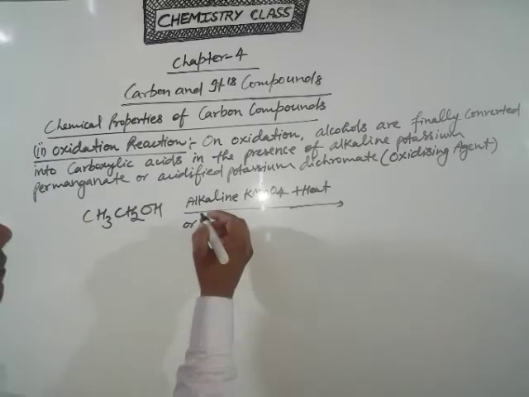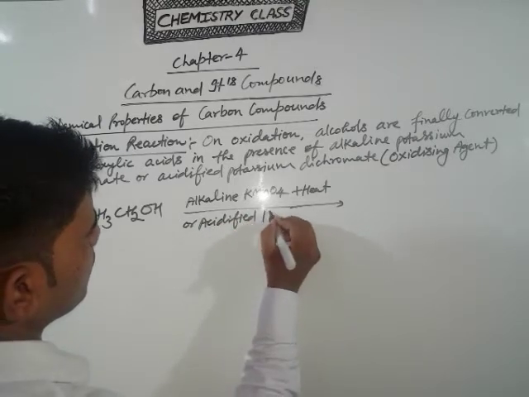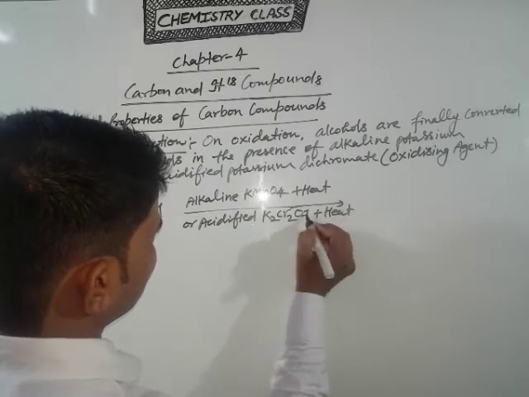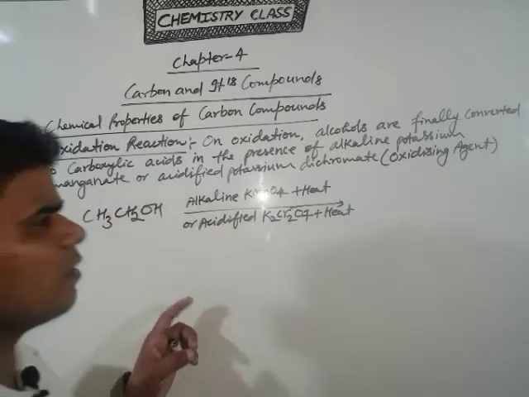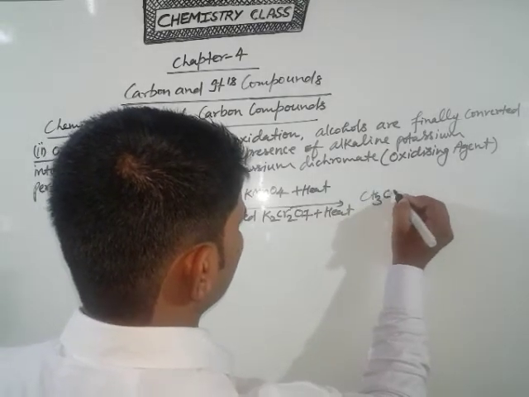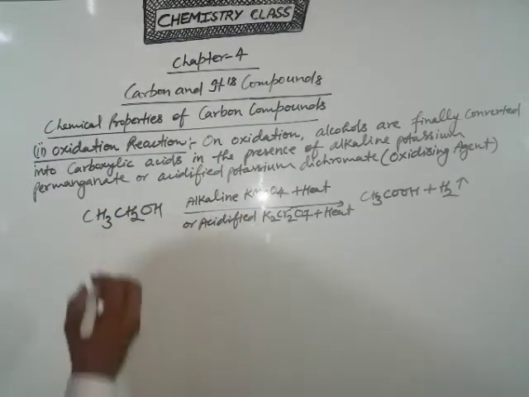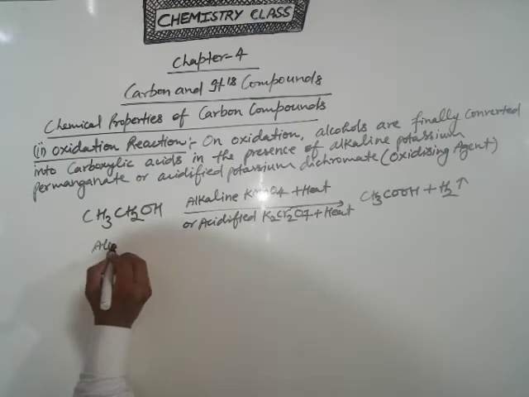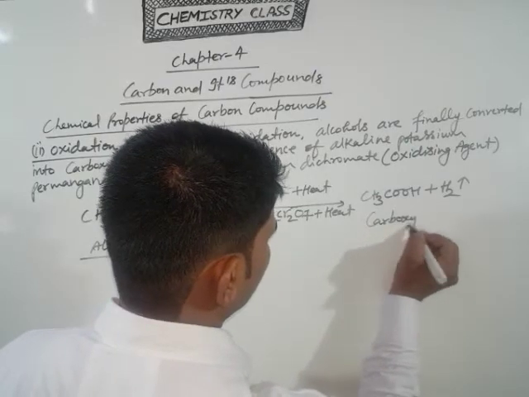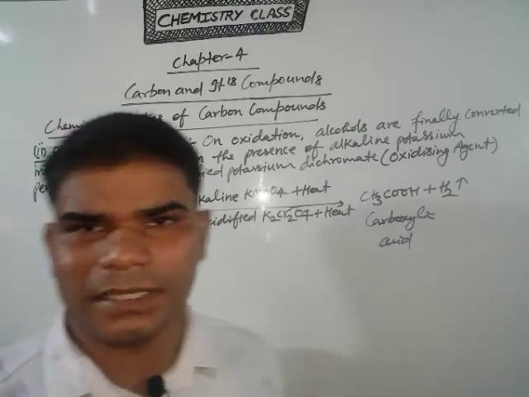If you want, acidified K2Cr2O7 and some heat are also required in this reaction. So both oxidizing agents give the same product, which is CH3COOH. Clear? This is our alcohol reactant, and this is our carboxylic acid derivative. Clear? So this is our oxidation reaction.